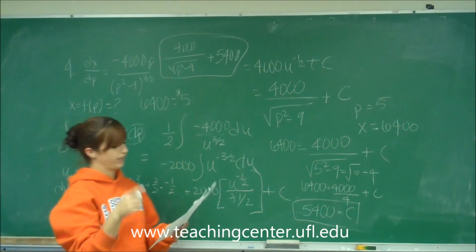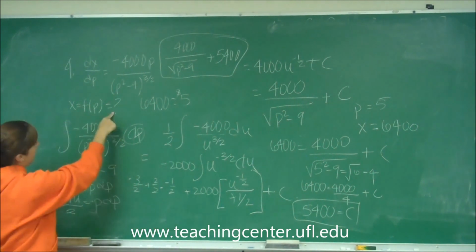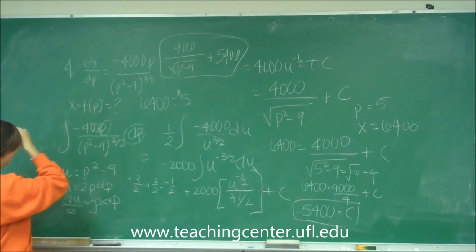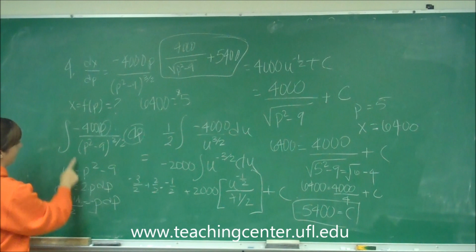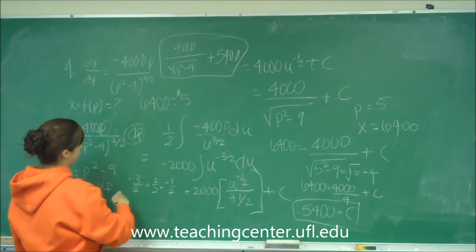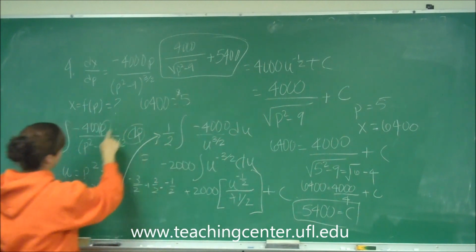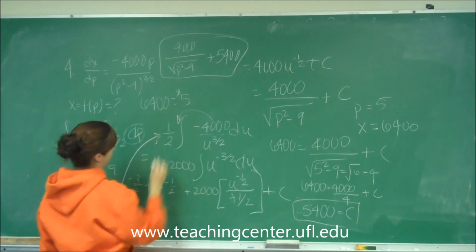So they gave you a rate and they asked you to find the original function. So I have to take the integral, and to do that I have to use u substitution. I say let u equal p squared minus 9, du is 2p, I divide by 2. So I have 1/2 times negative 4,000 over u to the 3/2. Because 4,000 is a constant, I bring it out.